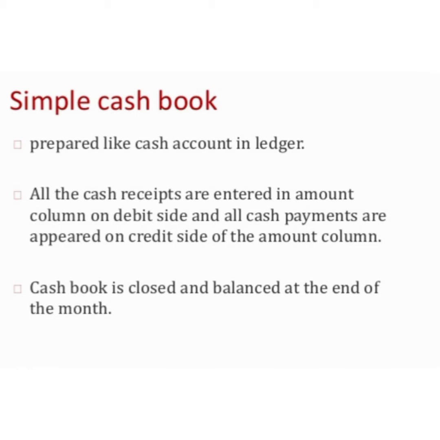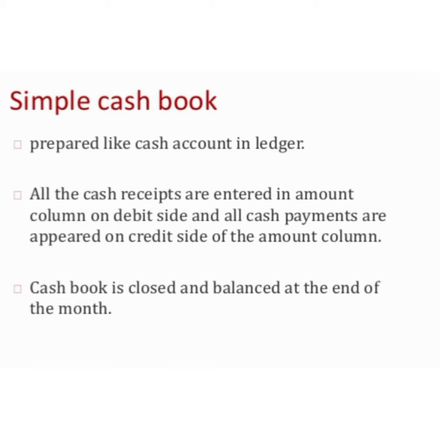The format of simple cash book shows it has been divided into two parts. The left hand side is technically known as the debit side, which represents all the cash receipts, and the right hand side is the credit side, which shows all the cash payments. It is prepared like a cash account in the ledger. All the cash receipts are entered in the amount column on the debit side, and all cash payments appear on the credit side of the amount column. Cash book is closed and balanced at the end of the month.